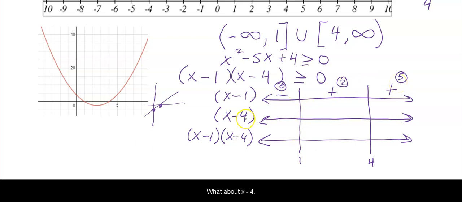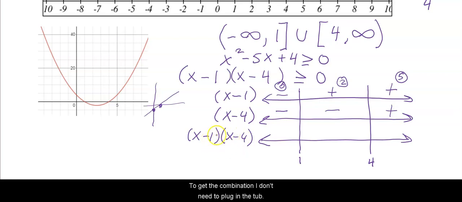What about x minus 4? x minus 4 crosses the y-axis at -4 and the x-axis at 4. I would expect it to stay negative until I get to 4 and after that be positive. 0 minus 4 is still negative. 2 minus 4 is still negative, but 5 minus 4 is positive.